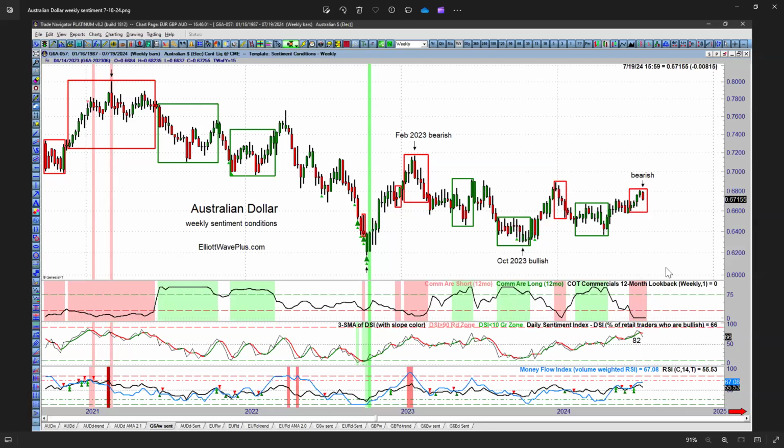But right at the moment, the spread between the commercials and retail is bearish. So this is, as a matter of fact, the candle that's currently being formed this week. And it's the first red candle inside of a red box. While retail is heavily long, commercial is heavily short. That is a bearish condition.